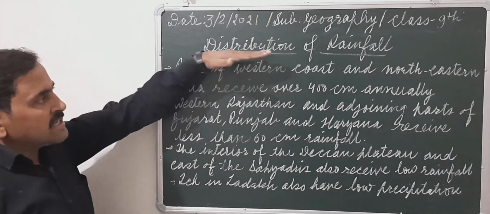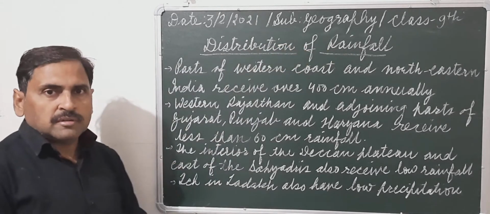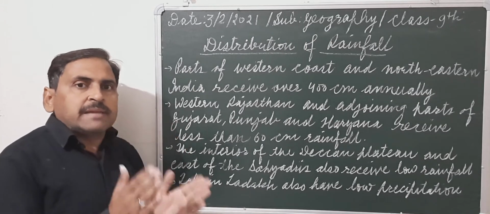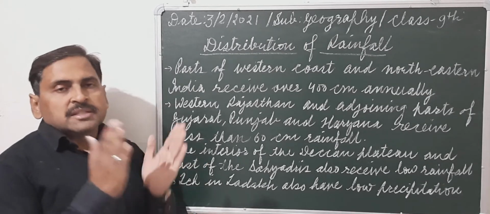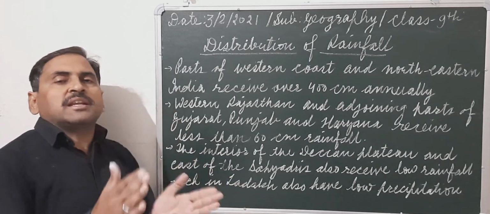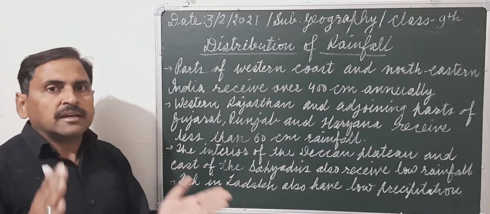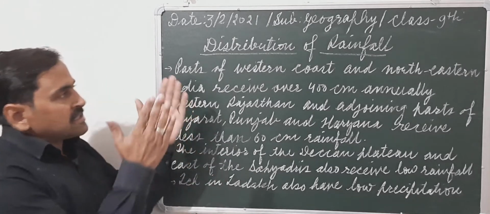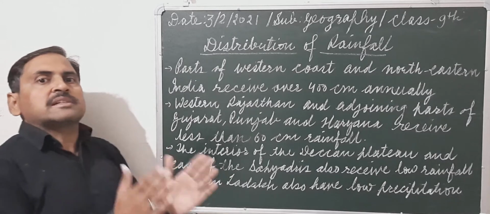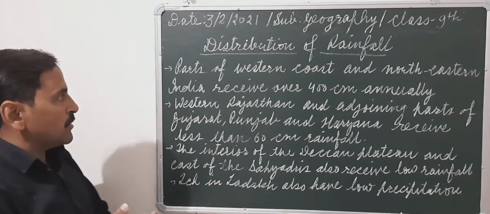Next, distribution of rainfall. All parts of India do not receive the same amount of rainfall. In some areas there is heavy rainfall, at the same time in some areas there is very scanty rainfall. Just look at some of the figures. Which areas are receiving good rainfall and which areas are not receiving good rainfall.